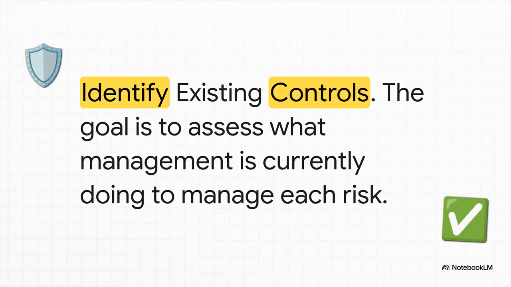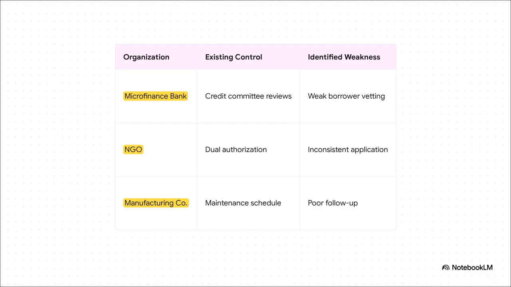That brings us to step 2. Once we know the risks, the next logical question is, what is management already doing about them? Our job is to identify the existing controls and risk responses that are currently in place. Now this is where it gets interesting.